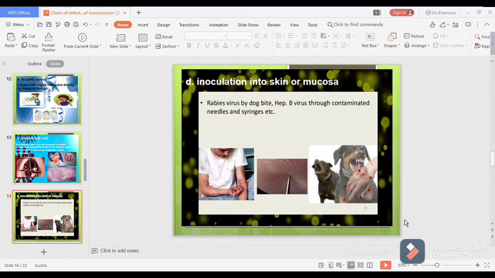B virus through contaminated needle sticks and syringes. This is the one that can create another mode of transmission the virus can create.